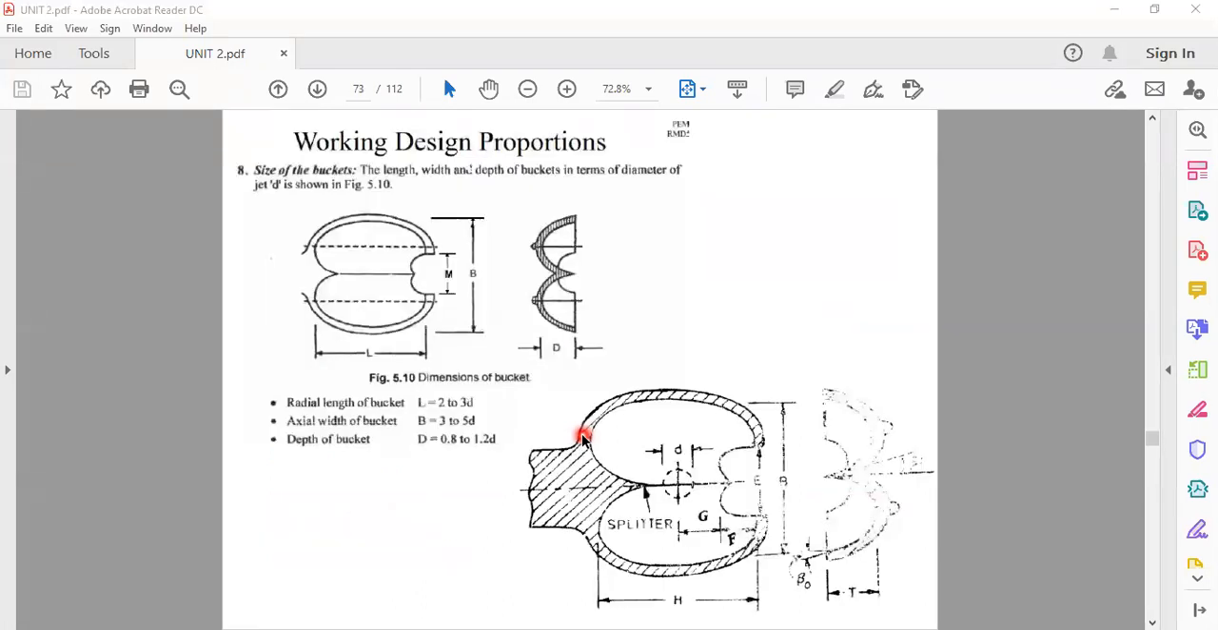So, working design proportions we have discussed, and there are also some according to other authors. Radial length of the bucket, axial width of the bucket, and depth of the bucket. So radial length equal to 2 to 3d, axial width B equal to 3 to 5d, and depth equal to 0.8 to 1.2d.